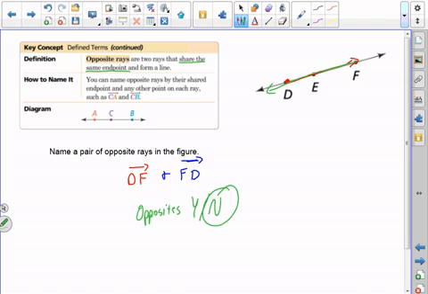So the only real opposite rays that we are going to see here would be ray ED and ray EF. Those are the only opposite rays that we see in this diagram.